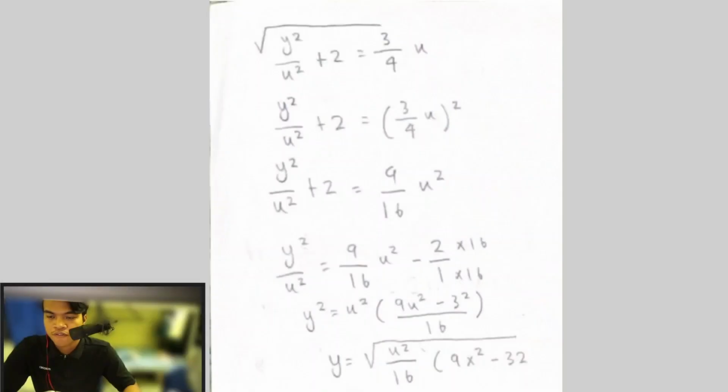We apply the initial condition given x equal 2 and y equal minus 1, and we get c equal 3 over 4. After we get the value of c, we place back the value of c in the general solution, and we get the final answer y equal minus x over 4 square root 9x power of 2 minus 32.